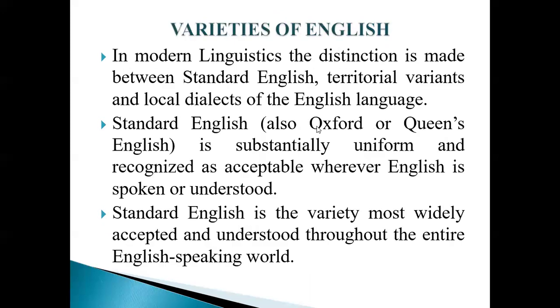Variants of English. In modern linguistics, the distinction is made between standard English, territorial variants, and local dialects of the English language. Standard English, also Oxford or Queen's English, is substantially uniform and recognized as acceptable wherever English is spoken or understood. Standard English is the variety most widely accepted and understood throughout the entire English-speaking world.